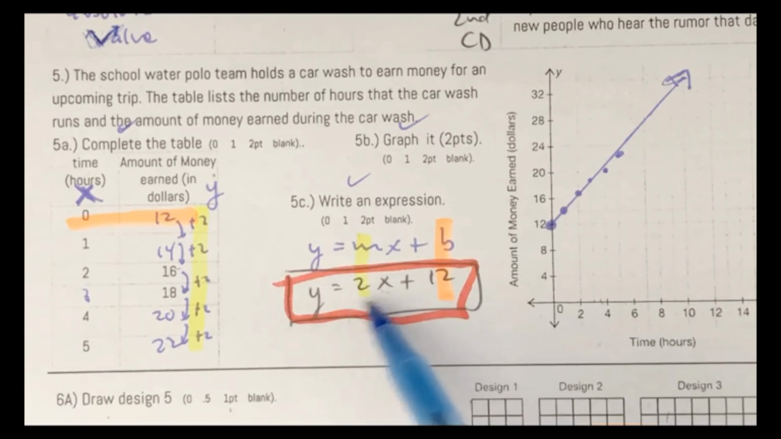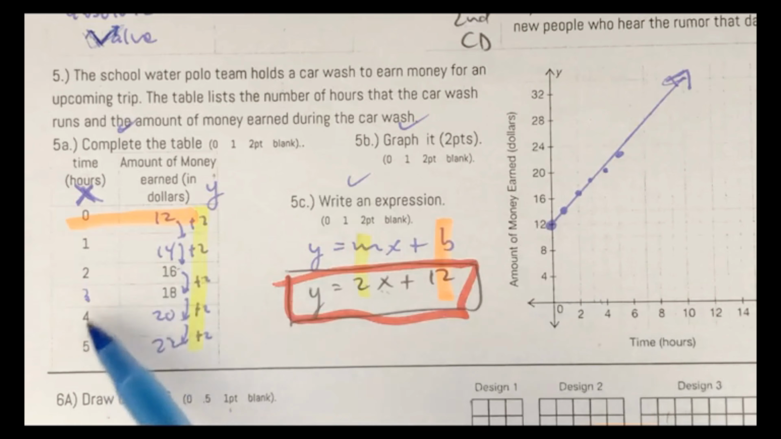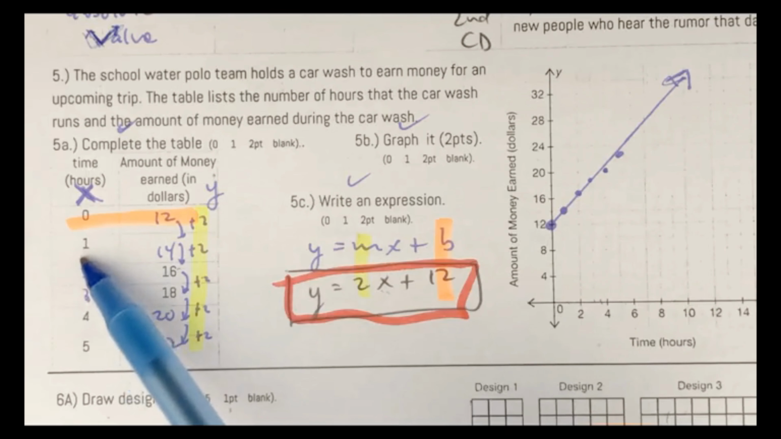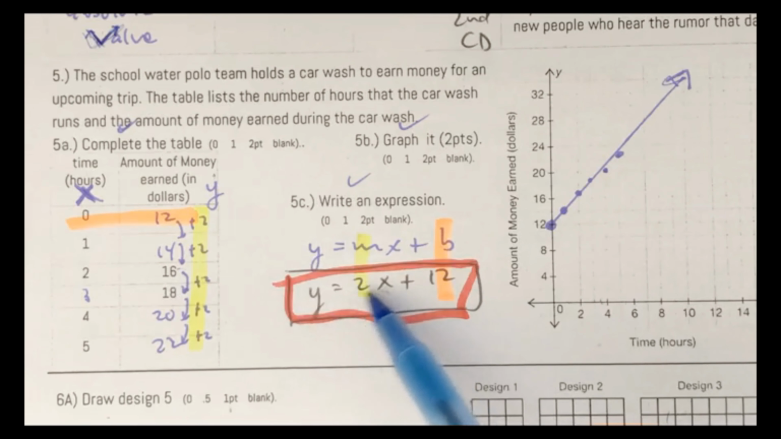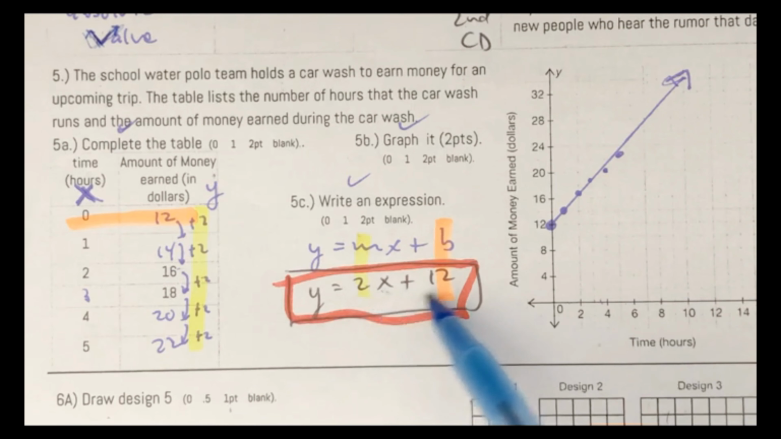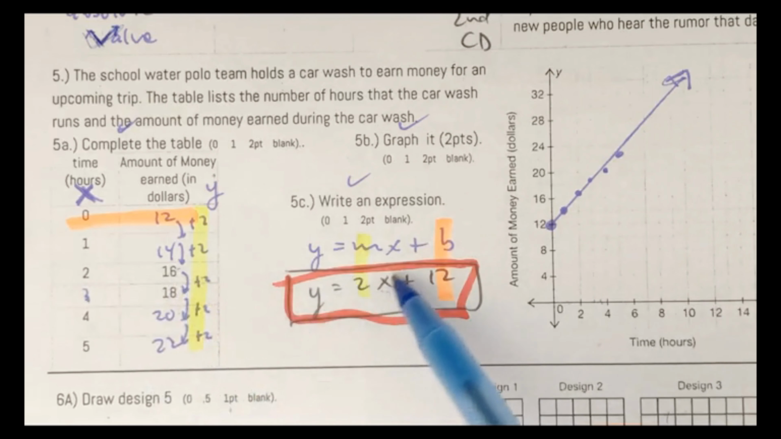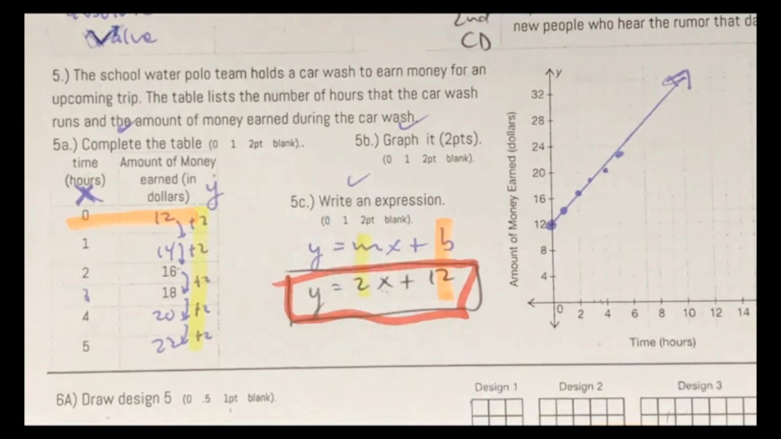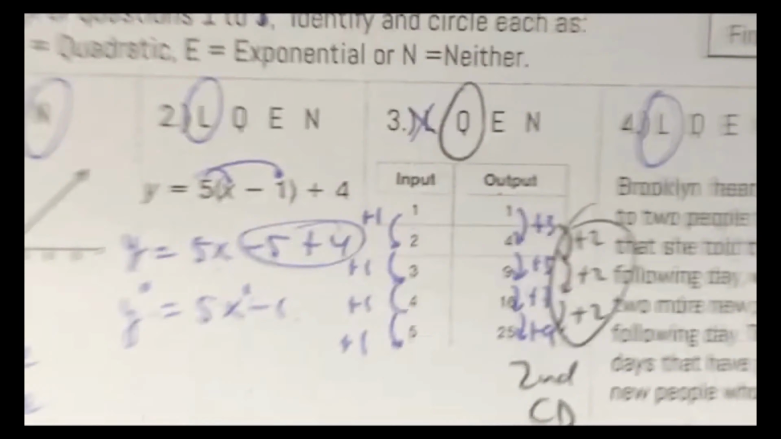If you put in 1 hour, 1 times 2 is 2. 2 plus 12 is 14, or if you put in 2, 2 times 2 is 4, 4 plus 12 is 16. So you can put any amount of hours into this expression and you should get something. So the expression was out of 2 points as well.